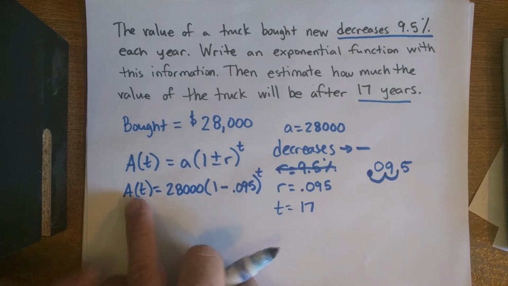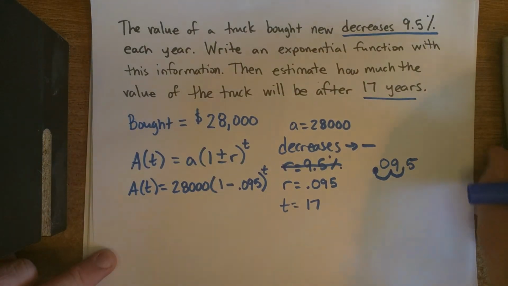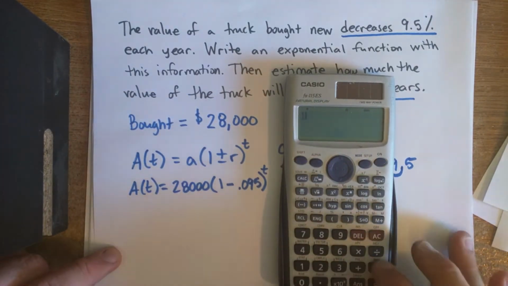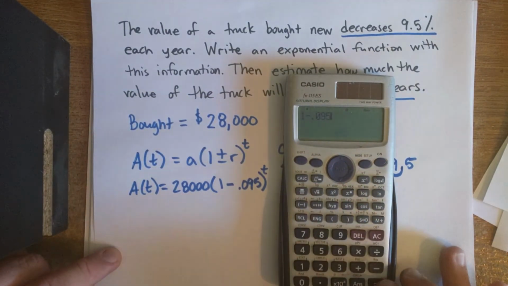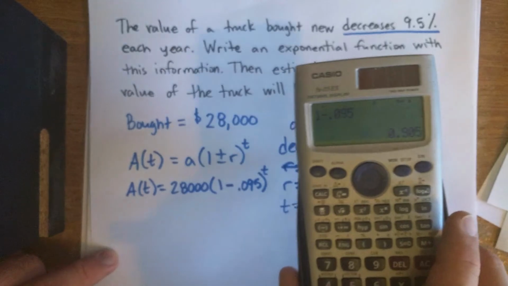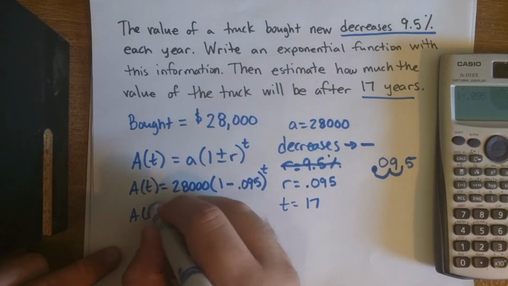Now, here we are, but can't we, on the inside, can't we do 1 minus 0.095? Yeah, let's go ahead and just see what that is real quick. So I have 1 minus 0.095. And so my decimal is 0.905. So let's just rewrite our function slightly.